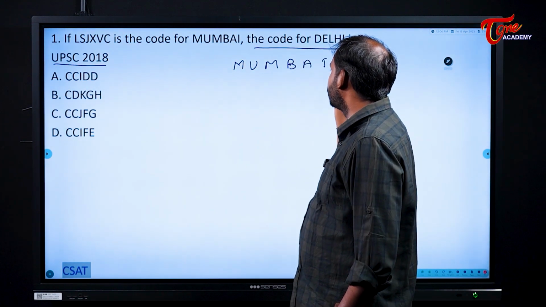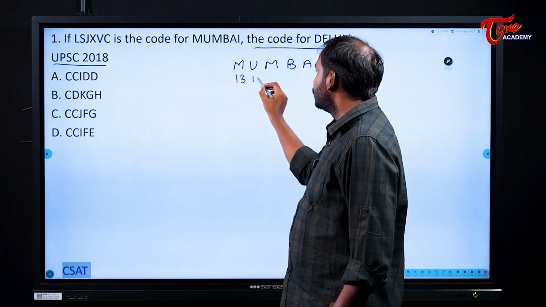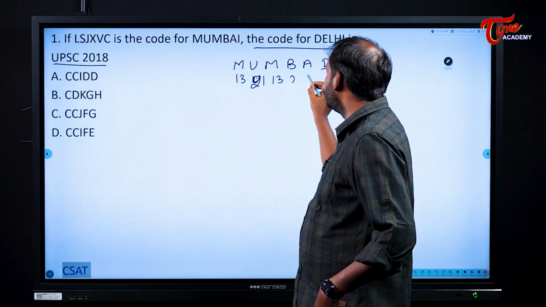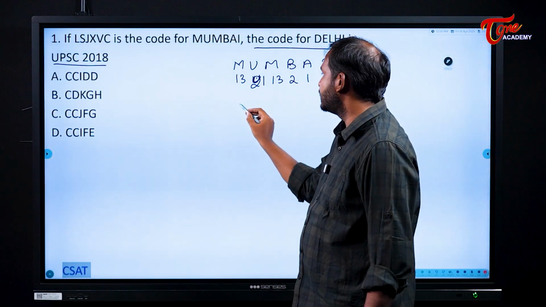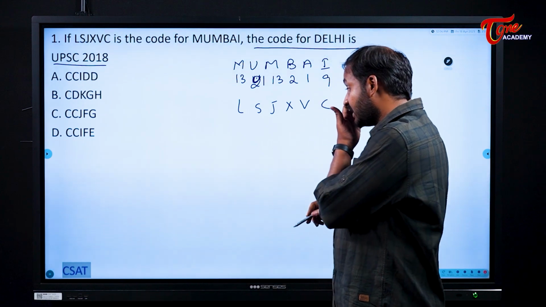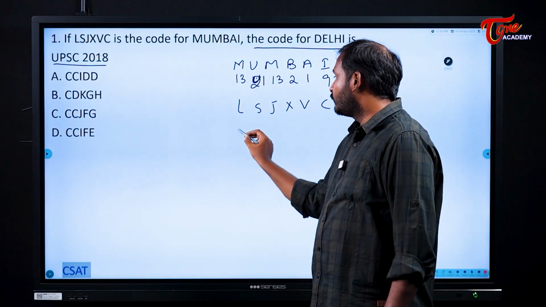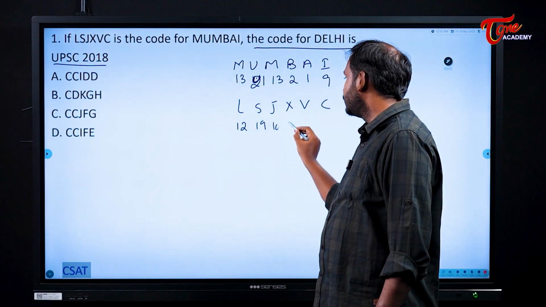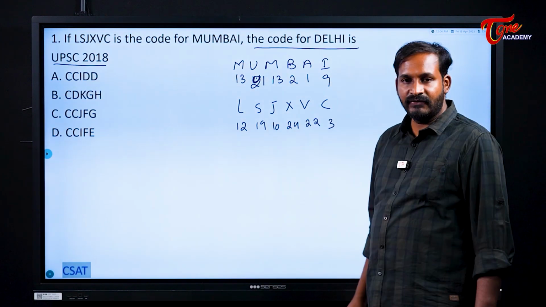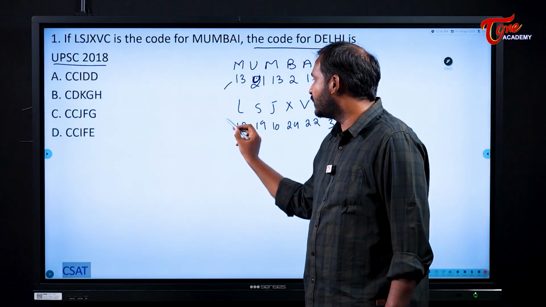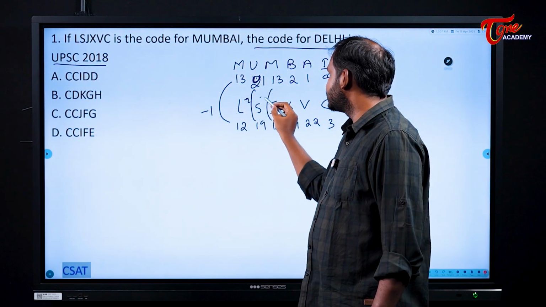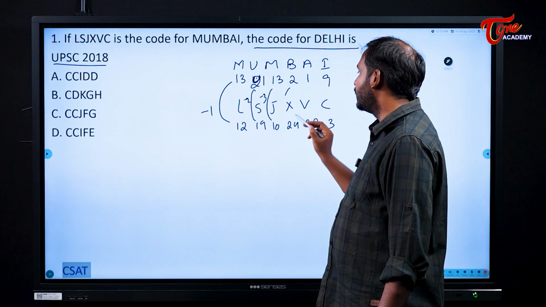Mumbai is coded as 13, 21, 13, 2, 1 and 9. This Mumbai is coded as LSJ XVC. So what does it become? 12, 19, 10, 24, 22 and 3. If you observe carefully, what is happening from letter to letter? Minus 1. Then minus 2. Then minus 3.